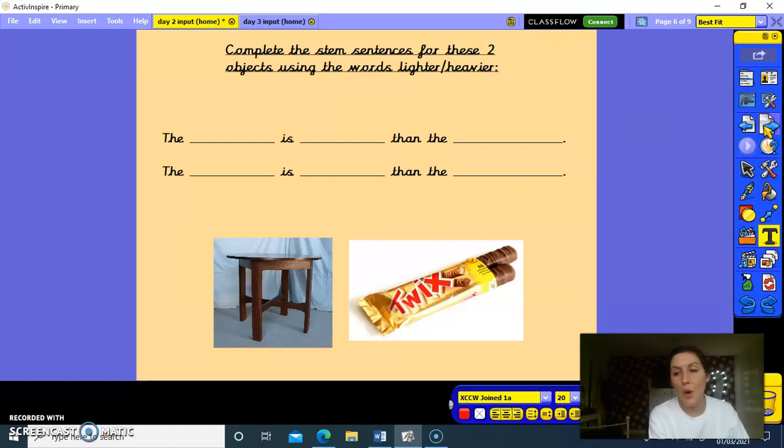What about these two objects then? I have got a delicious looking chocolate bar and a wooden table. The something is something than the something. I'm going to challenge you to write this down. So you need to fill in the three missing parts for each sentence. The table is something than the Twix. The Twix is something than the table. Pause the video, fill that one in, my lovelies, and then we can compare.